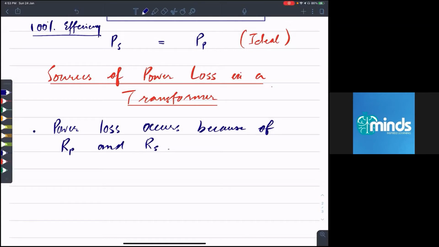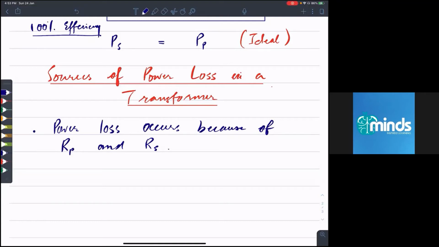I hope you remember RP means resistance of primary and RS means resistance of secondary, right? Why? Because when current passes through any material, heating effect is produced, and heat is a form of energy. So from where is that energy coming? The energy you are providing in the form of Vp or in the form of current, some part of it is lost to overcome resistance of the primary or secondary coil.